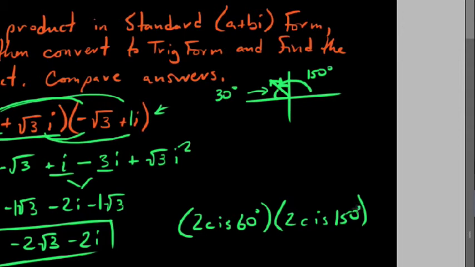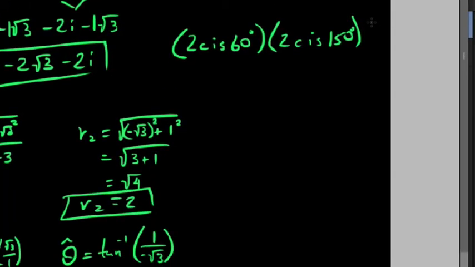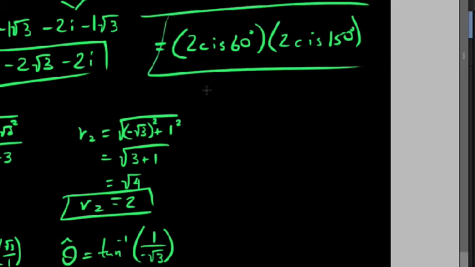Now, I am not advocating that, if these numbers are in standard form, you put them into trig form and find their product. I am advocating for this: just go ahead and multiply numbers in trig form if at all possible, because it's much easier to do. What we wanted to do in the first place was find the product of these two numbers. If you're multiplying two numbers in trig form, you multiply their moduli. So we get 2 times 2 is 4. And we get CIS of what? Well, 60 plus 150, we get 210 degrees.